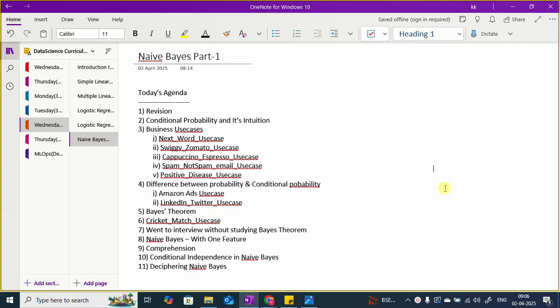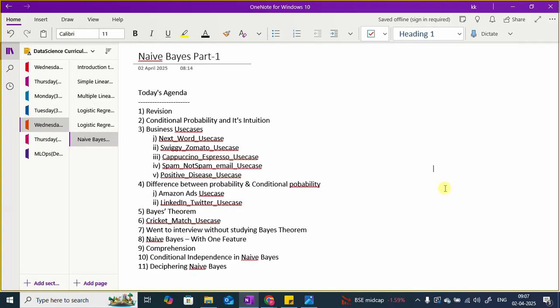Okay, so as part of today's class, we are going to see just a quick recap of the last class, whatever we have done. So as part of the revision, then we'll see conditional probability and its intuition. Then different business use cases I will try to solve, almost 4 to 5 business use cases, like how to find out the next word, obviously by using the deep learning technique I'll show you. Then Swiggy Zomato use cases, Cappuccino Espresso use cases.